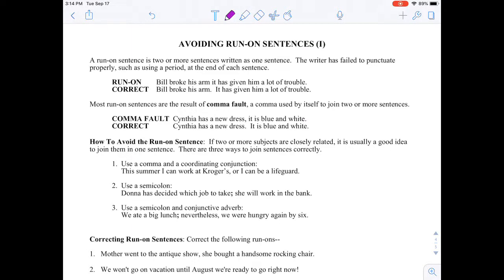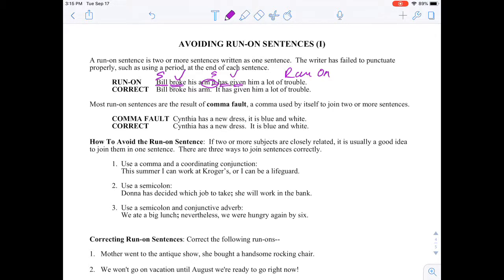Now that we know what a simple sentence and a compound sentence are, let's go back before we talk about the other 2 types and talk about run-on sentences. We get a run-on sentence when we combine 2 simple sentences together without the correct punctuation and conjunctions. Here's an example. Bill is our subject. Broke is a verb. Bill broke his arm. It has given him a lot of trouble. Here, it is also a subject, and has given is the verb. There's no punctuation between the 2, so it's a run-on sentence.